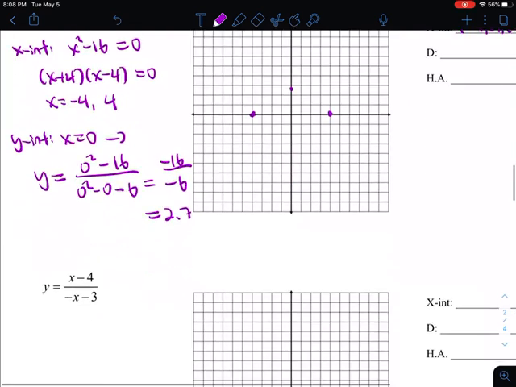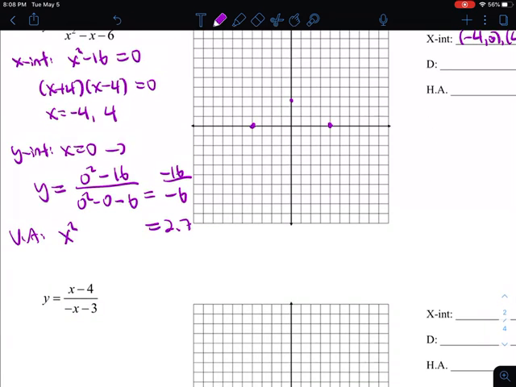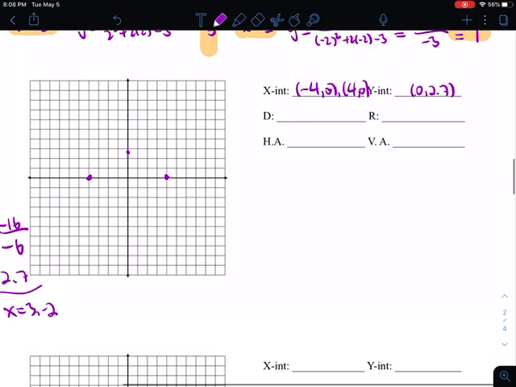Okay, how about my vertical asymptote? Set the bottom equal to 0: x squared minus x minus 6 equals 0. Factor: x minus 3, x plus 2. And then I think I get 3 and negative 2 for my vertical asymptotes. So x equals 3, x equals negative 2.